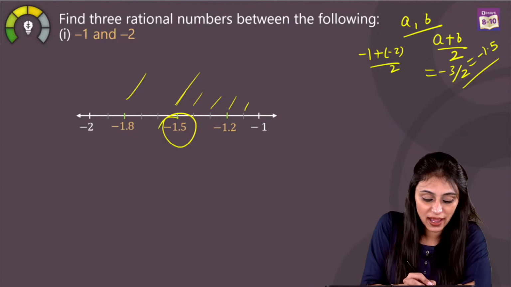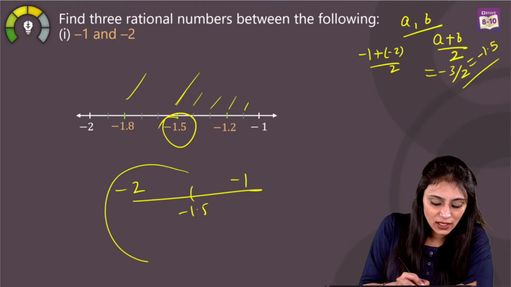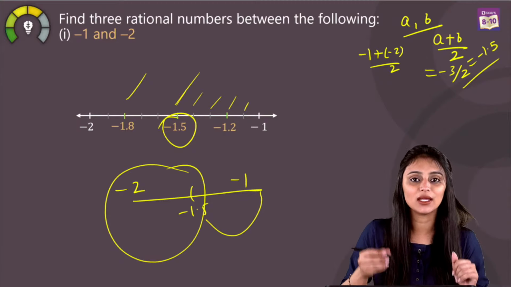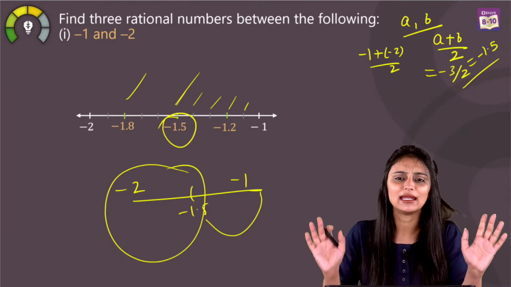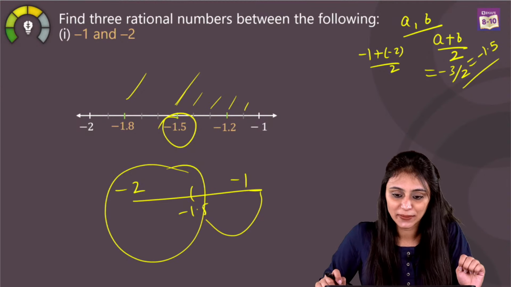Now let's suppose between minus 2 and minus 1, I have got minus 1.5. Now I can find a number between them using the same thing: add them up, divide by 2. Like this you can find n number of rational numbers between any 2 rational numbers, right?